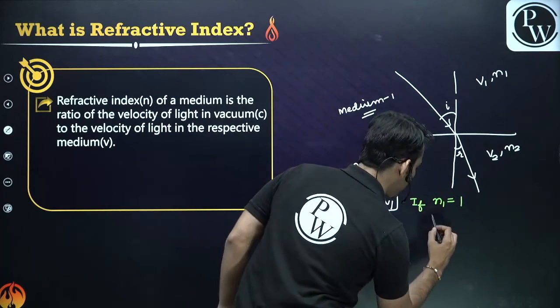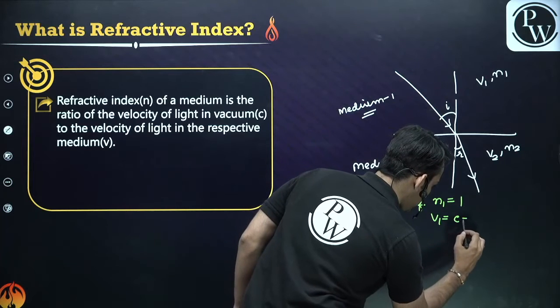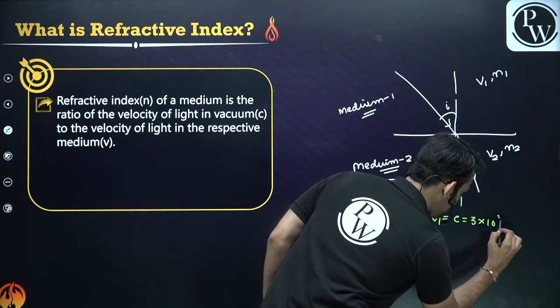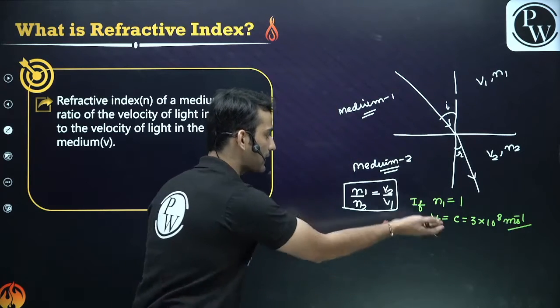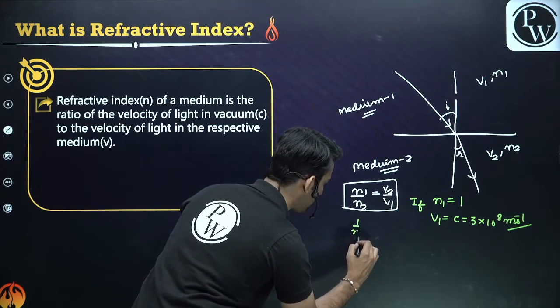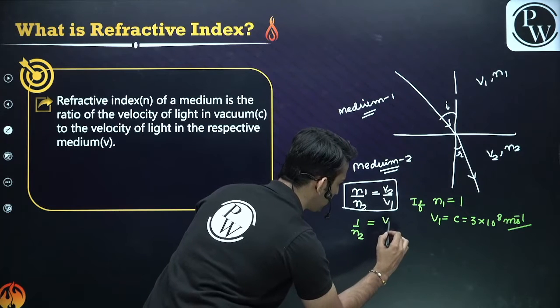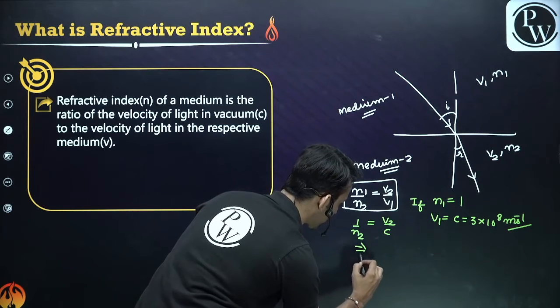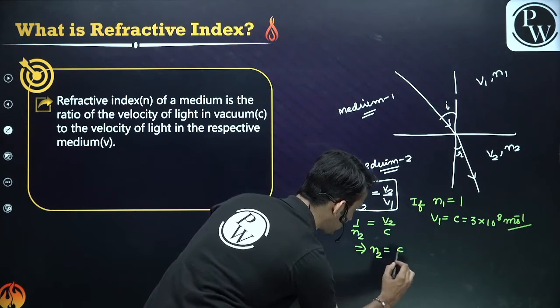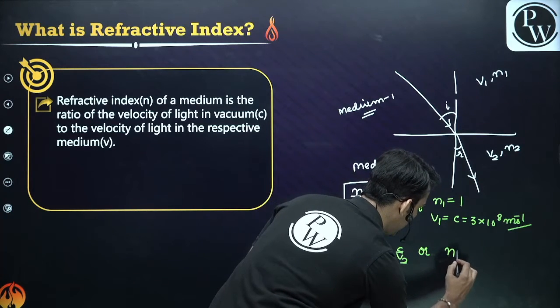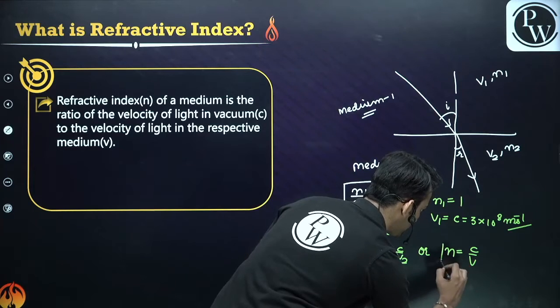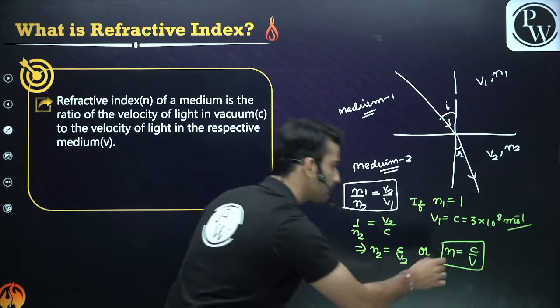And what is the speed of light in air? It is equal to small c, which is 3 into 10 raised to the power 8 meter per second. So guys, if I put this in this formula, 1 upon n2 will be equal to v2 upon c. So from here, what is n2? It is c by v2, or in general we write n is equal to c by v. v is the speed of light in the respective medium.